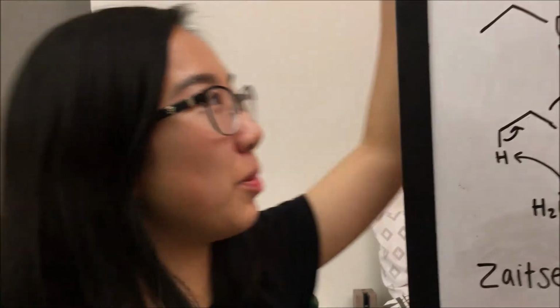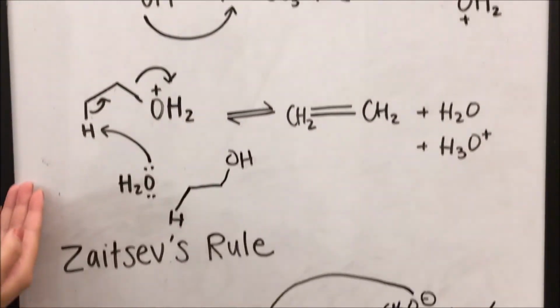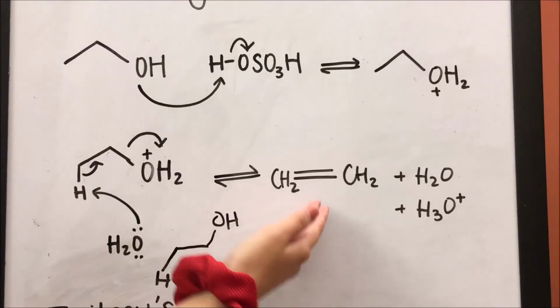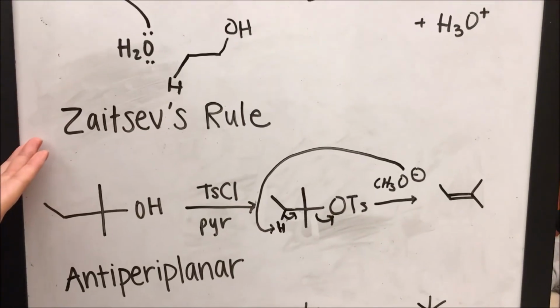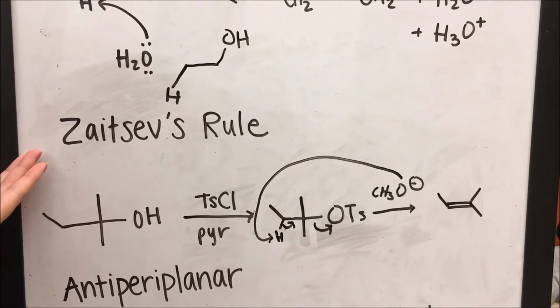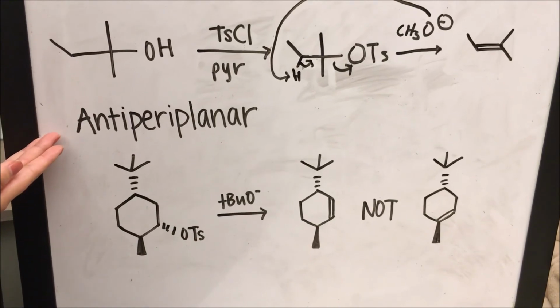And this concludes our explanation of the E2 dehydration of alcohols and the general mechanism that forms an alkene product from a primary alcohol. Don't forget your Zaitsev's rule, which forms the most stable alkene with the most branching. And your beta hydrogen must be anti-periplanar to the alcohol group.